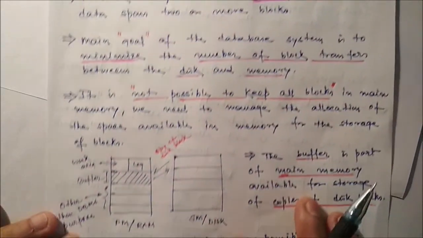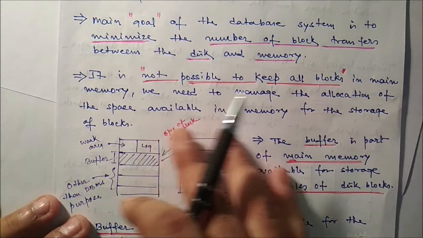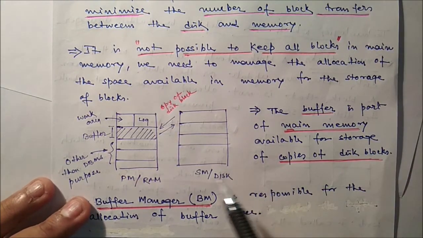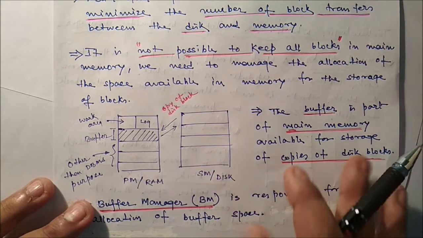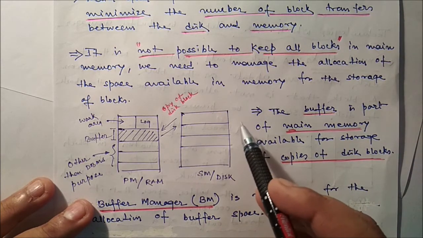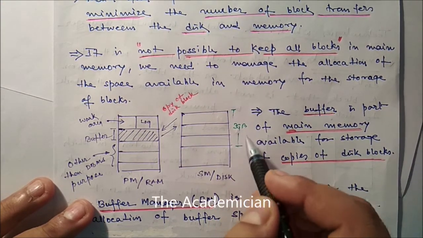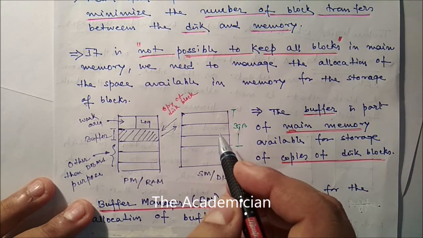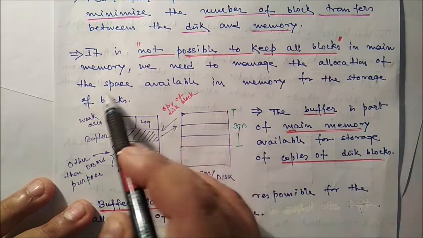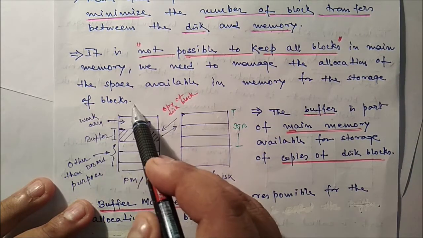Now it is not possible to keep all the blocks in main memory. We need to manage the allocation of the space available in memory for the storage of the blocks. Suppose the total RAM can accommodate only 1 GB, and we have 3 GB of data. It is very difficult to allocate all of this, since it can allocate only 1 GB. So it is not possible to keep all blocks in main memory. We need to manage the allocation of the space available in memory for the storage of blocks.